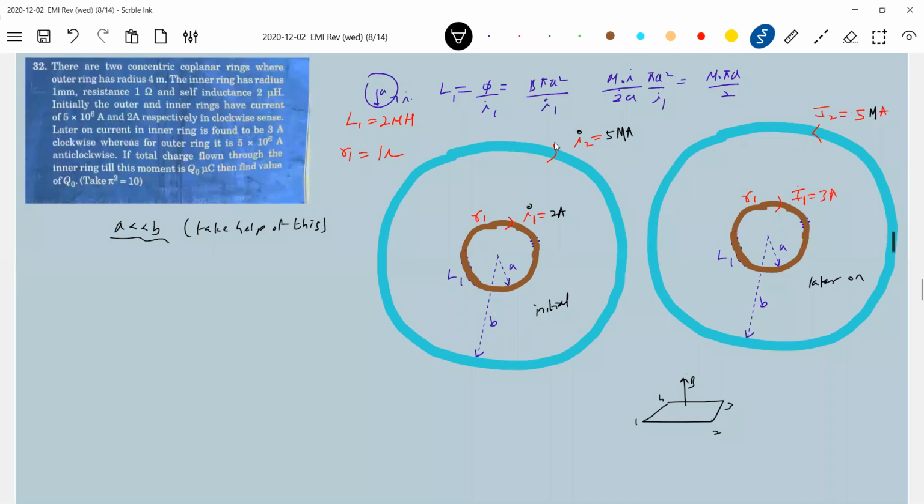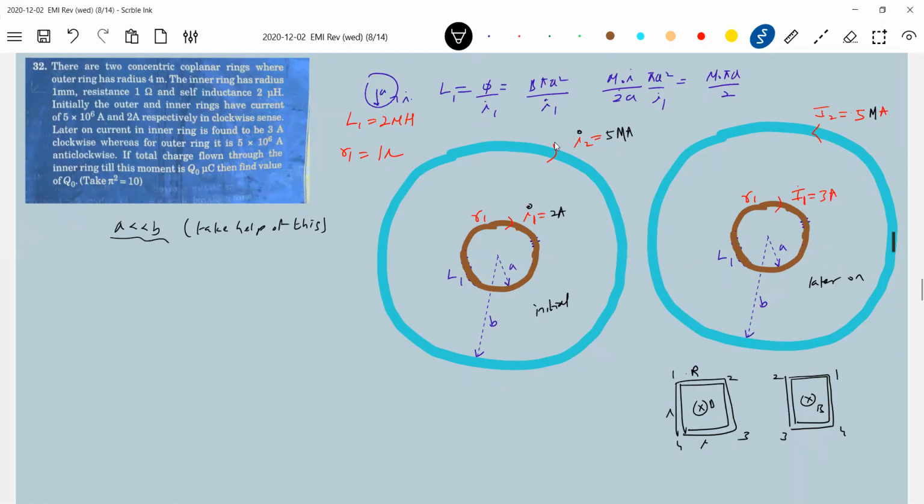I will invert the loop. I'm trying to generate the idea to do this problem. B bar is everywhere into the plane. So this is 1, 2, 3, 4. I will rotate it by 180 degrees. When I rotate by 180 degrees, the B bar direction will not change. So this has a resistance capital R. Let's assume that one.